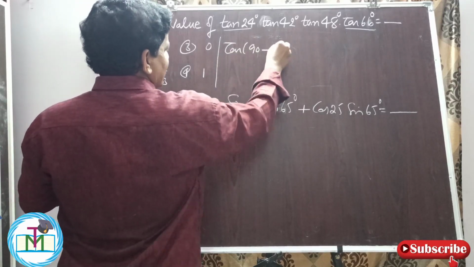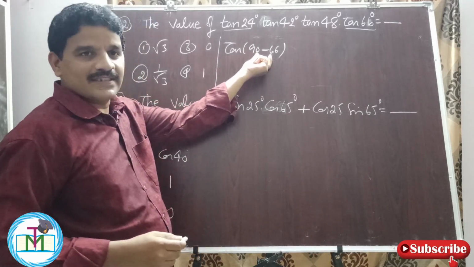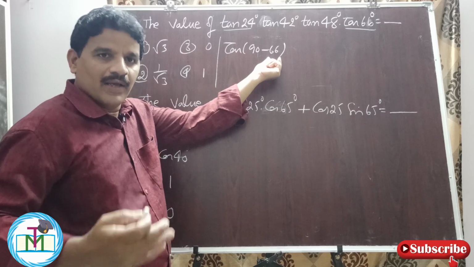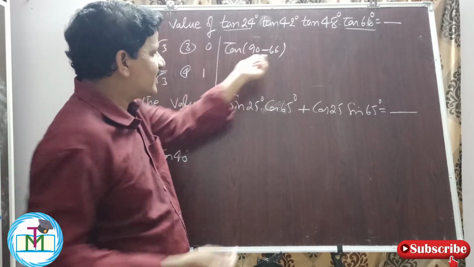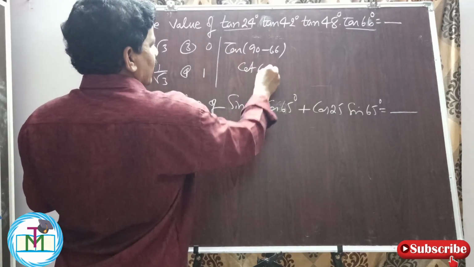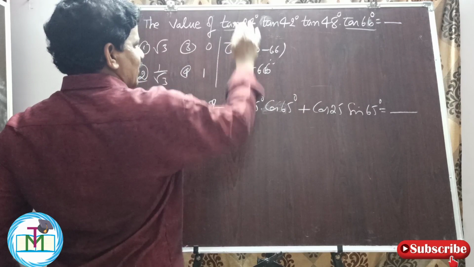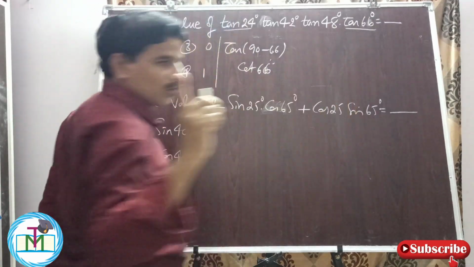Tan 66 degrees, 24 can be written as 90 minus 66. What is tan(90 minus theta)? For 90, every function changes. Therefore, tan(90 minus theta) is cot theta, which means cot 66 degrees. So here it is replaced by cot 66. Cot into tan is equal to what?